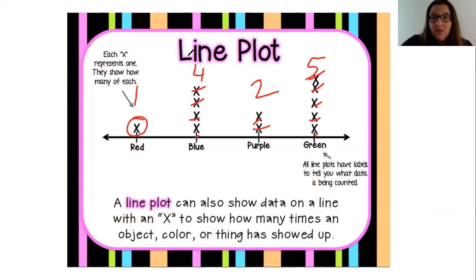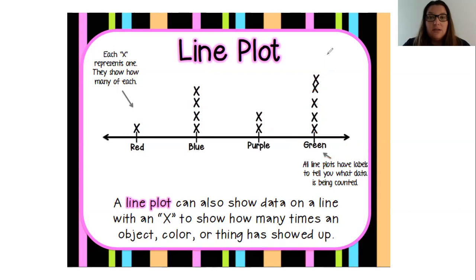So here we know that the most popular favorite color is green. I can look at this plot and see that it's green because it's the highest, okay? So let's go on to another one.